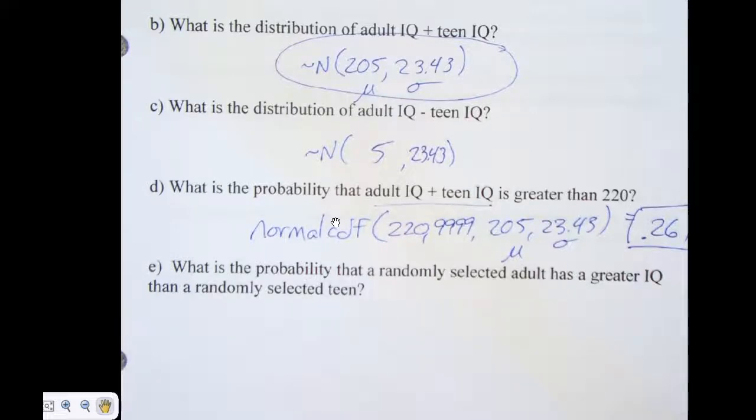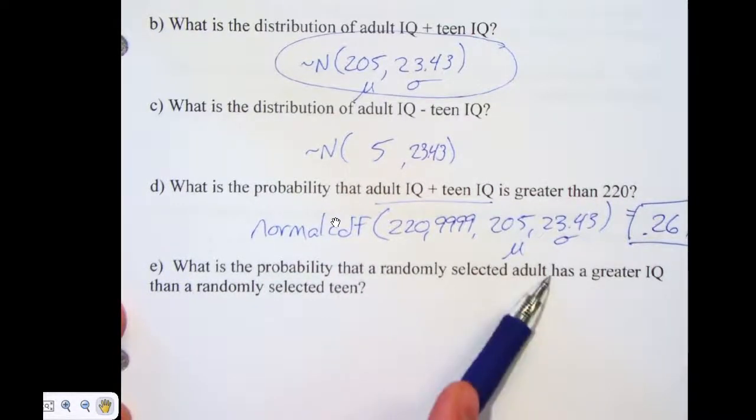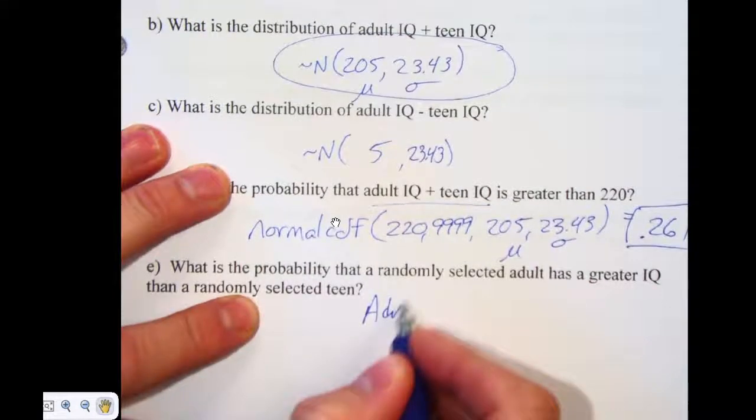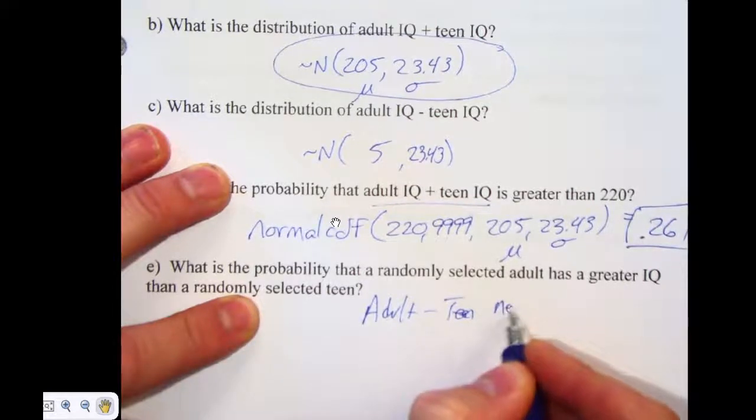But if I want to compare two numbers and I subtract and then it comes out positive, the first number is bigger. If I subtract and it comes out negative, the first number is smaller. Does that make sense? Okay, so that's what I'm going to use here. If the adult has a greater IQ than the teen, then I want adult minus teen to be what? Needs to be positive.